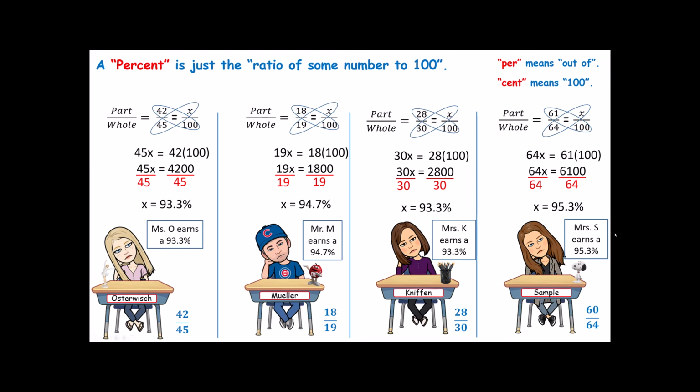So if we were trying to figure out who did the best on the test or which test was easiest, we would look over here and say, well, if there were 100 questions, Miss O would have gotten 93.3, Mr. Mueller would have gotten 94.7, Miss Niffen would have gotten 93.3, and Miss Sample would have earned a 95.3. So we would say Miss Sample did the best on this test. Notice that once all of these are written as the same denominator, 100, it makes them very easy to compare.